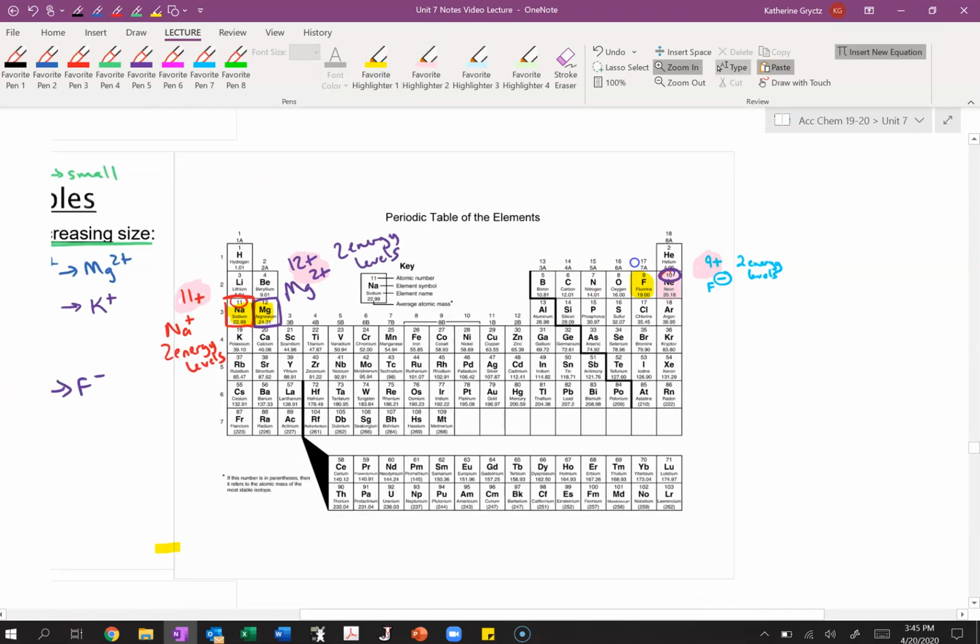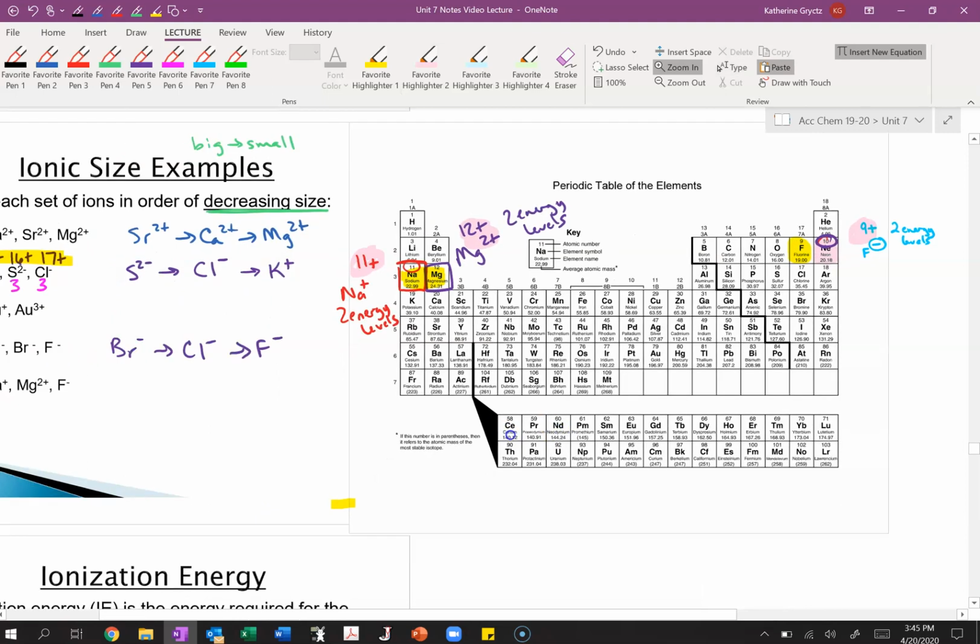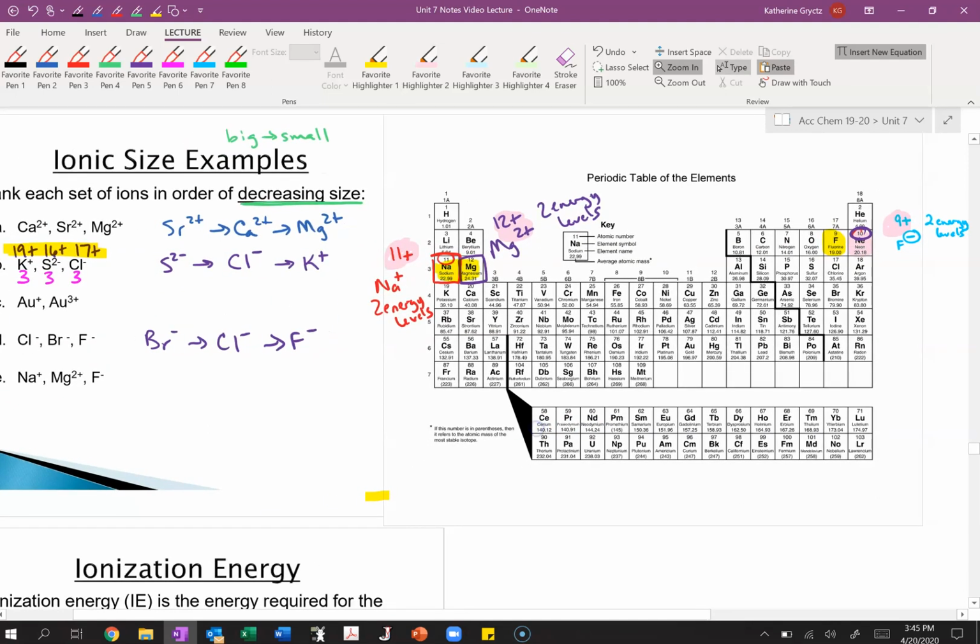And so remember, protons are dragging things in. So the biggest atoms are going to have the least ability to pull things in. So F negative is going to be the biggest because it only has 9 pluses that are trying to hold on to 10 electrons. Okay, then sodium, Na plus, because it has 11 trying to pull on those 10. And then the smallest is going to be Mg2 plus, because it has 12 that are trying to hold 10.